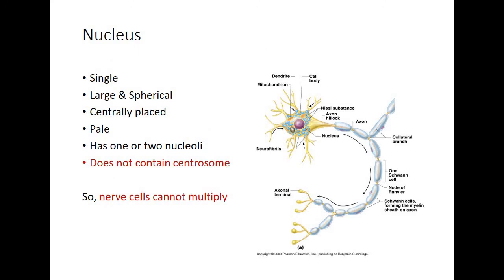The nucleus in the cell body is single, large and spherical. It is centrally placed, pale, has one or two nucleoli. It does not contain centrosome. That is why the nerve cells do not replicate or multiply.